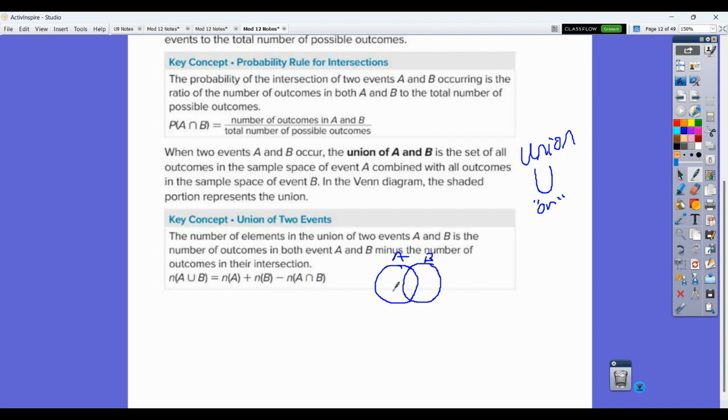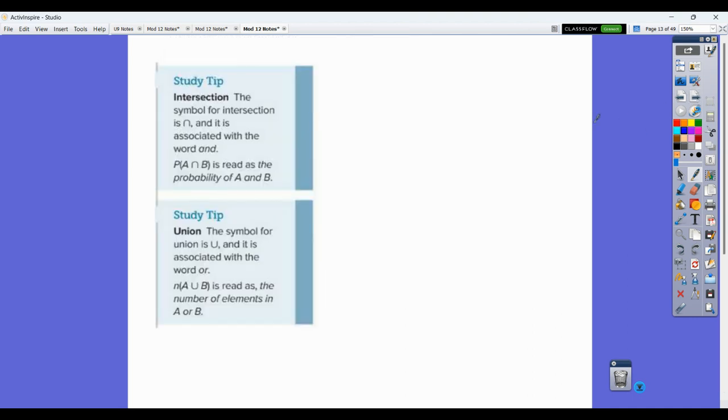Okay. So you can either find the ones that are only in A, the ones that are only in B, and the ones that are in the intersection, add those together, or you can find all of A, all of B, and subtract the intersection once. Okay, so that's what you're seeing here. So that's the idea of how to do that. Okay, so we talked about the intersection symbol. So we have that as the probability of A and B, okay? And then the union symbol, the probability of A or B, okay?